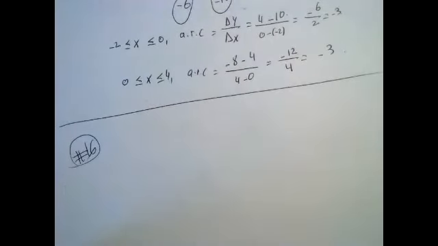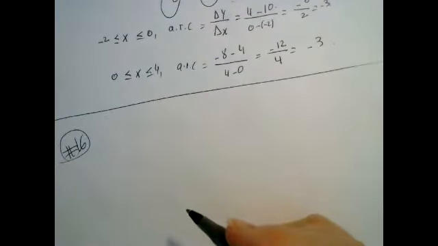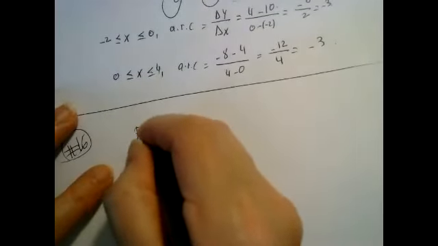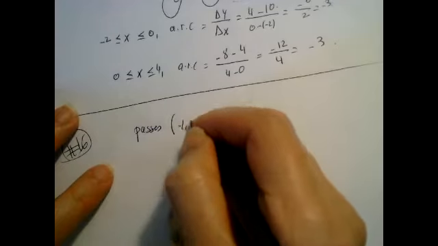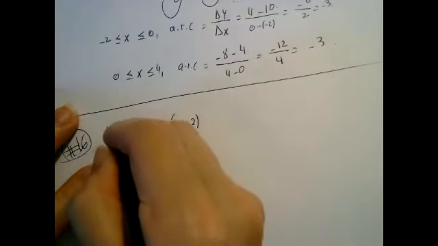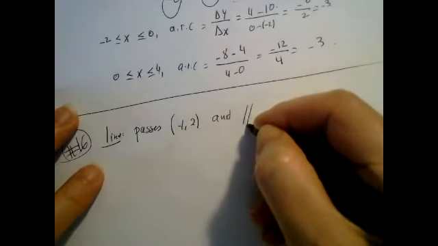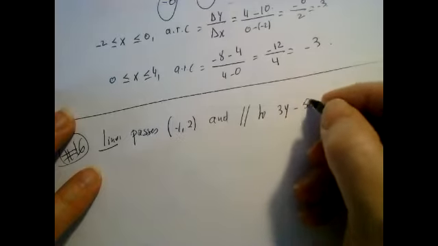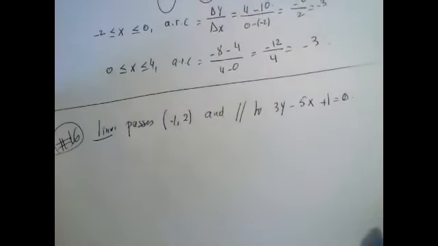Okay. Number 16. The question is, find the equation of the line that passes through (-1, 2), and it's parallel to the line with equation 3y minus 5x plus 1 equal to 0.